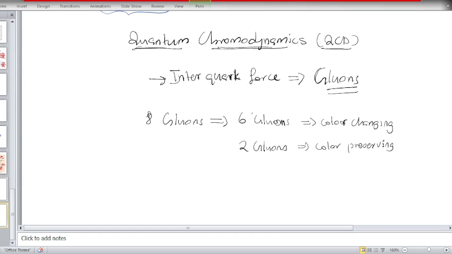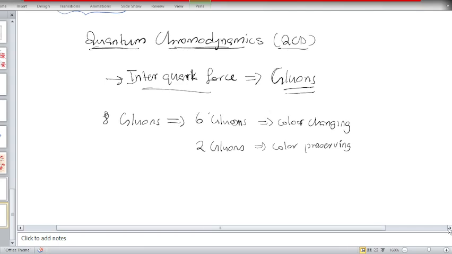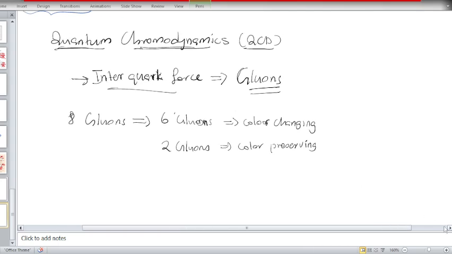All this interchange of gluons will result in that inter-quark force. But when they interchange these gluons, there may be some change in color. If it is by these 6 gluons being interchanged, then there will be a change in color. If these 2 gluons are interchanged between the quarks, then there will be no change in color, as they are preserving colors. So the 6 color changing gluons, I will just list them out.